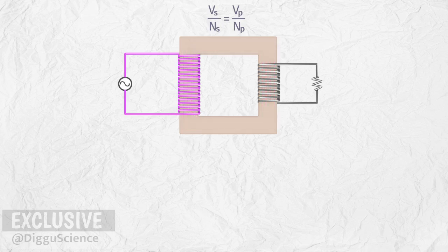Knowing this equation, we can determine the secondary voltage by changing the number of turns in both coils. We will discuss this further in the next series.